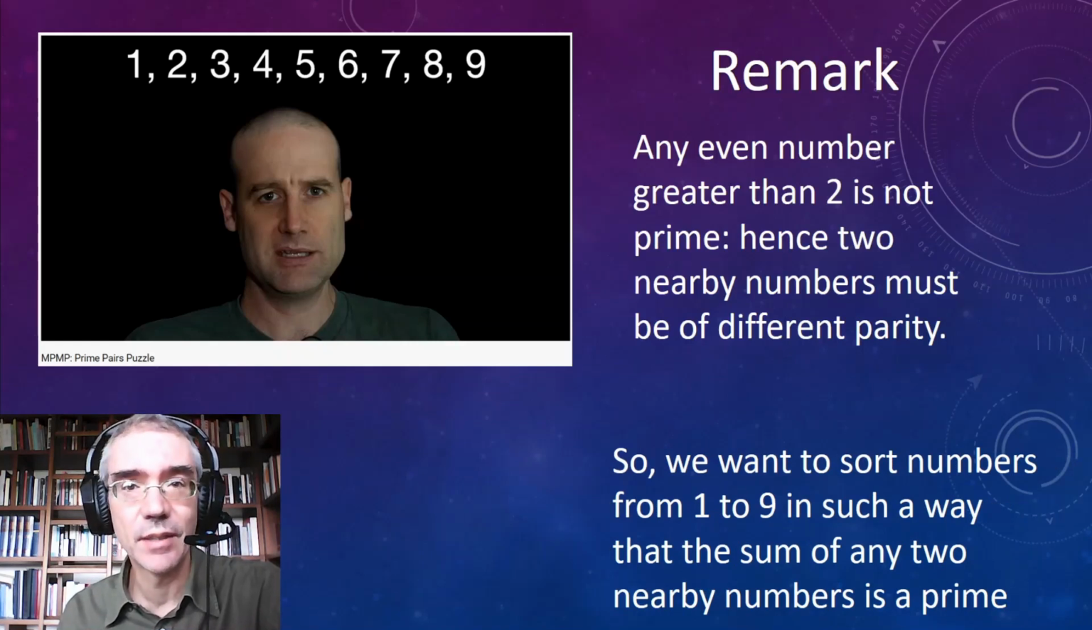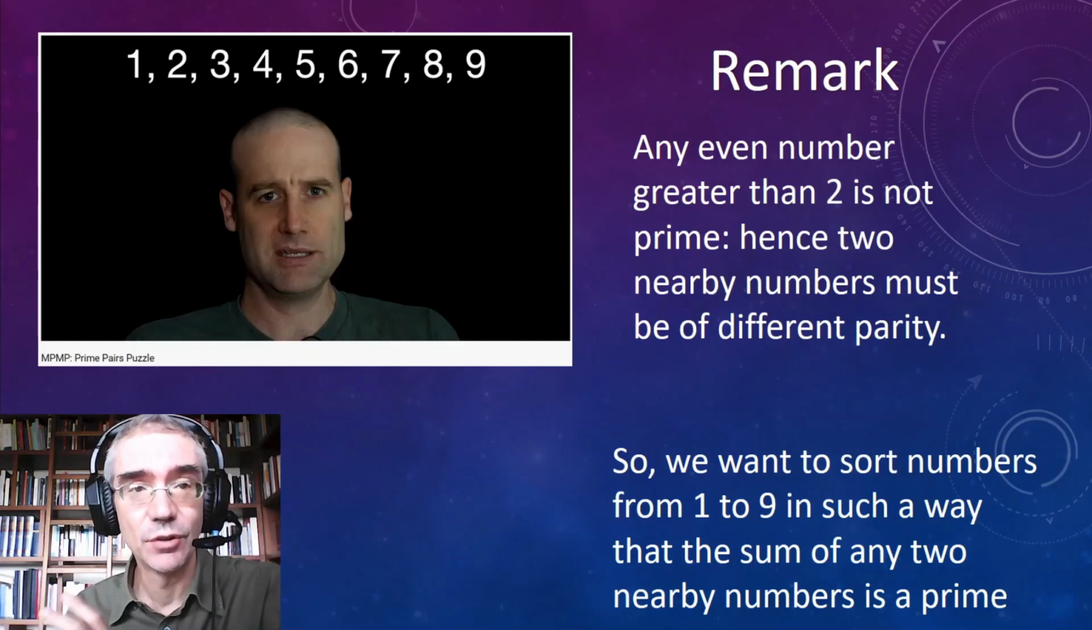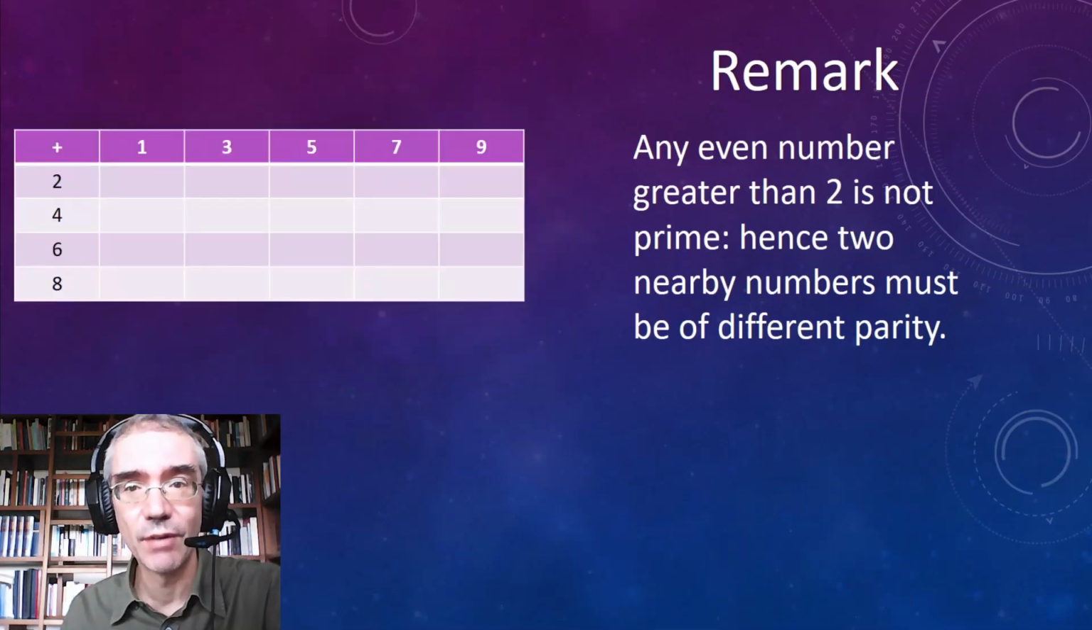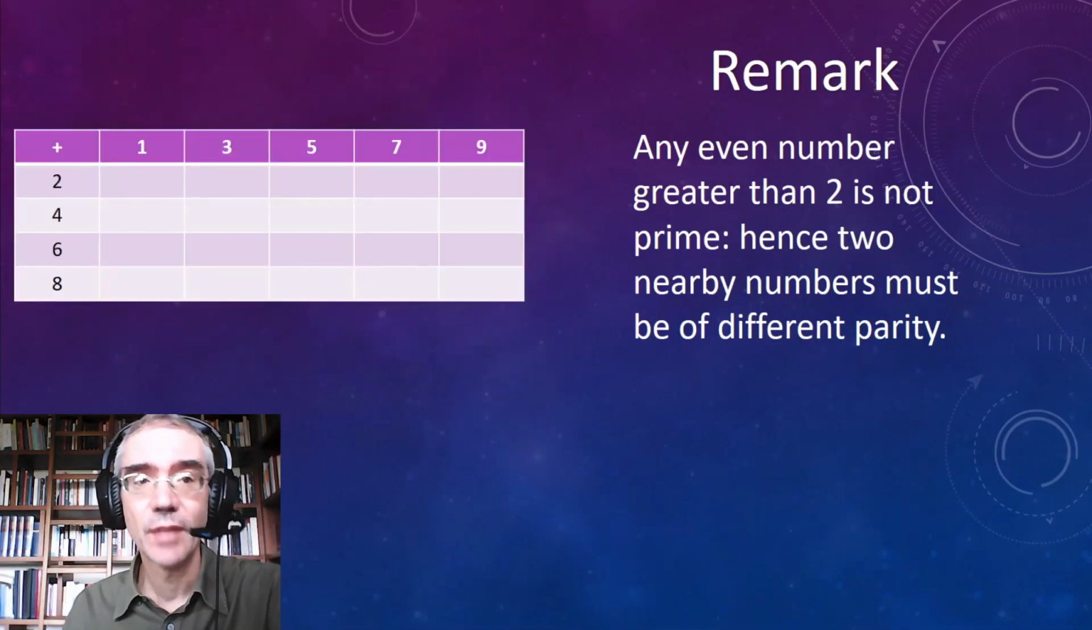Any even number greater than 2 is not prime. That's easy, it's even. Hence, two nearby numbers must be of different parity. So we want to sort numbers in such a way that the sum of the two is odd. So we have 5 odd numbers and 4 even numbers. We want our sequence to go odd, even, odd, even, odd, even, and so on.